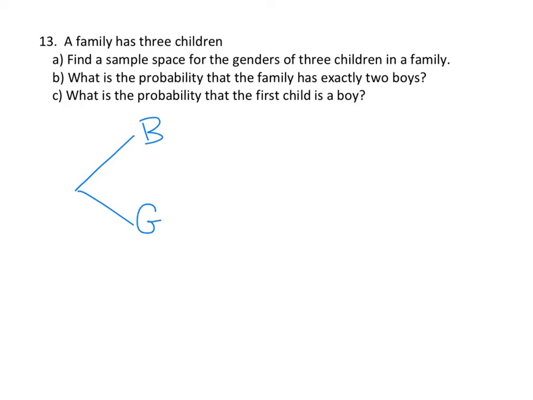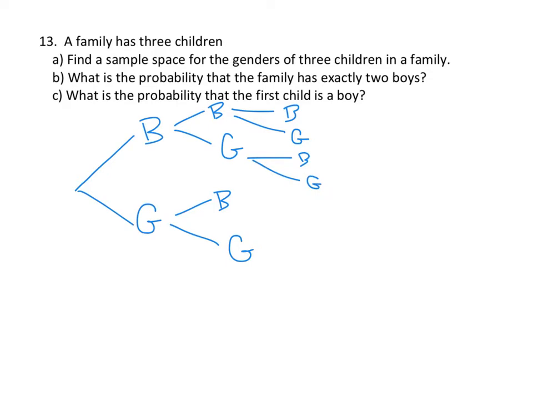And then if the first child's a boy, the second one can also be a boy, or the second one can be a girl. And if the first child's a girl, the second one can be a boy, or the second one can be a girl. If we have a boy and a boy, we could then have another boy, or we can have a girl. Or if you have a boy-girl, we could have a boy or a girl. Or in this situation, we can have a boy or a girl. Or here we can have a boy or a girl.